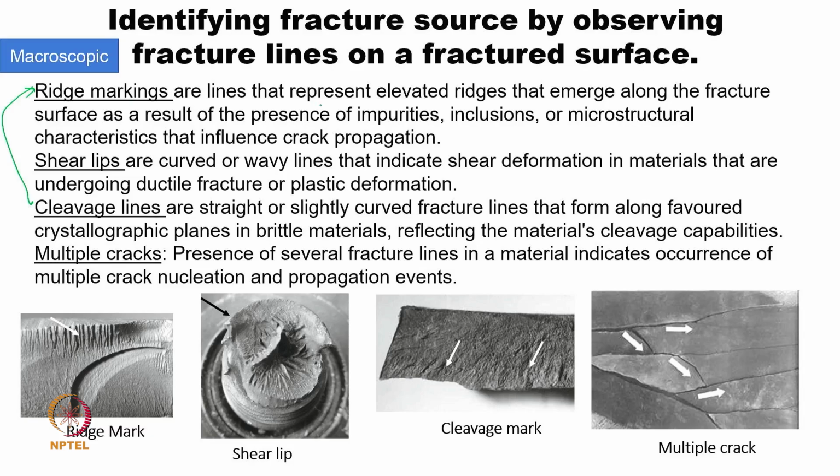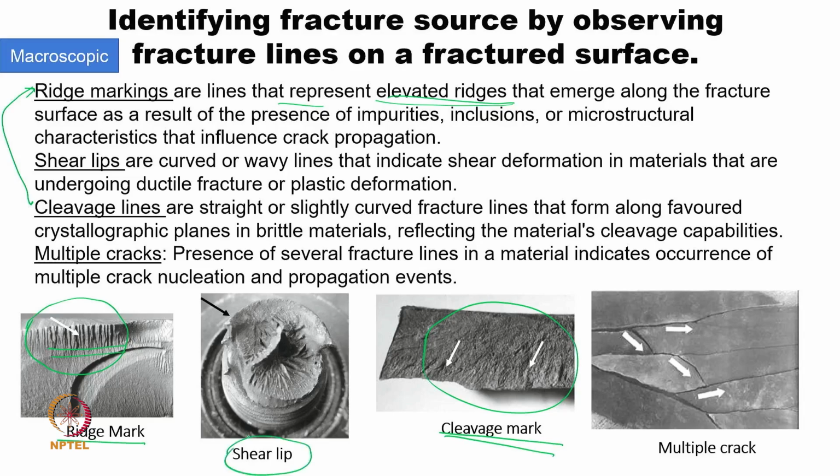We say the ridge markings are lines that represent elevated ridges, like when I showed the two parts of a stone, and because of water they are getting separated, and we find this kind of pattern on the surface. Material is getting displaced, but it is not completely removed, and then they make elevated surfaces. Cleavage is something like cutting butter with a knife: the surface may be slightly curved, but mostly a smooth surface comes out, and that is what we call the cleavage mark, in contrast to the ridge mark.